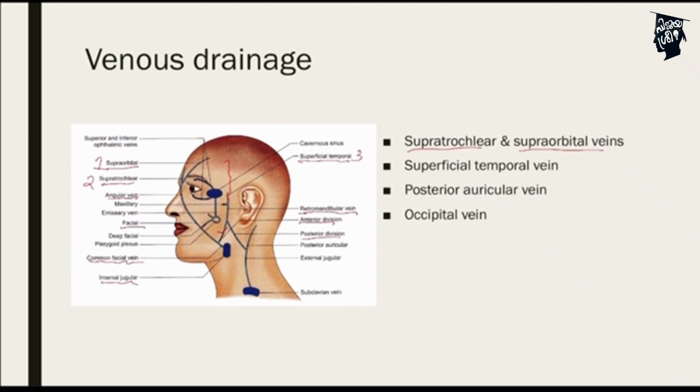Then we have the fourth vein, which is the posterior auricular vein. The posterior auricular vein arises behind the auricle and it goes down below to join with the posterior division of the retromandibular vein and forms the external jugular vein which drains into the subclavian vein. So that is about the venous drainage of the scalp.